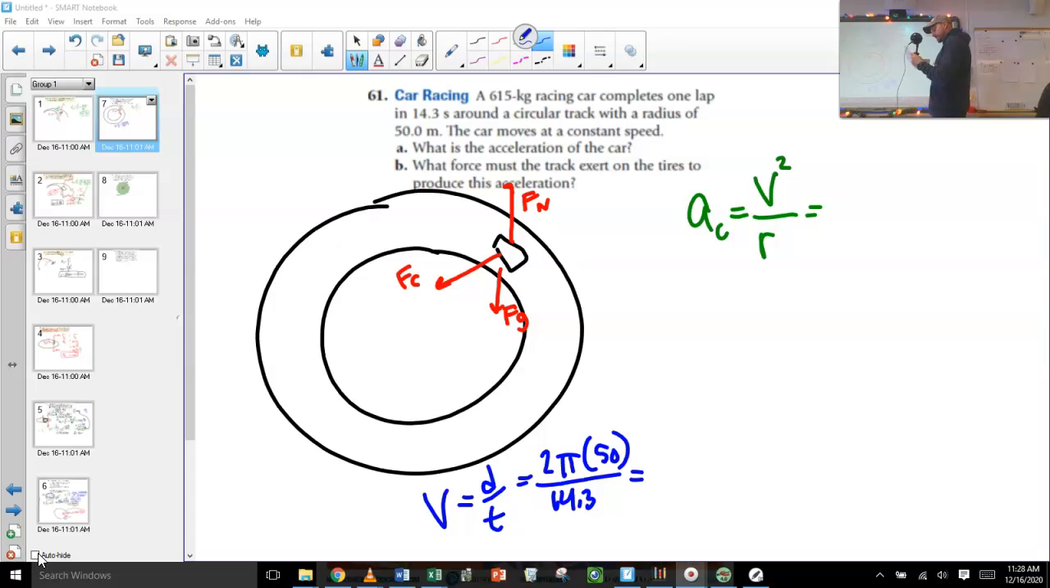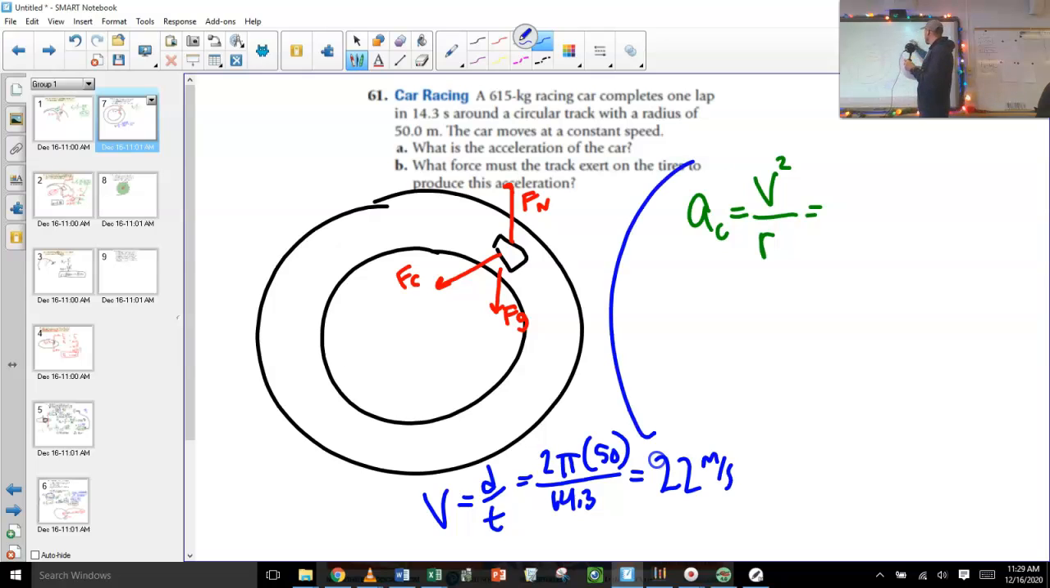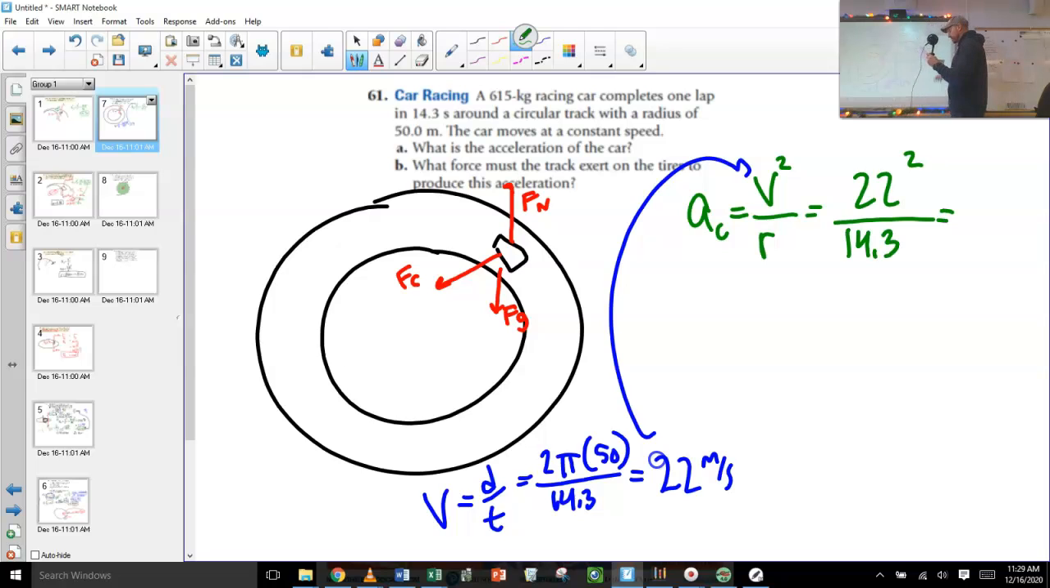That turns out to be 22 meters per second. So I stick this in for my velocity: 22.0 squared, and my radius is 14.3. So my centripetal acceleration is 9.65. That's part A.